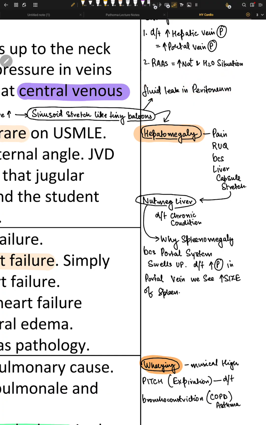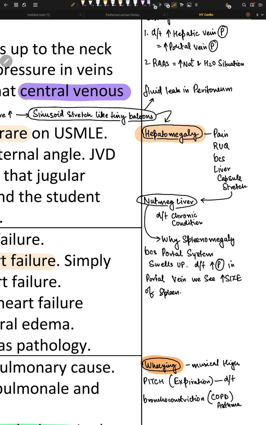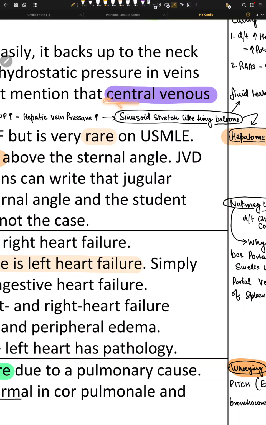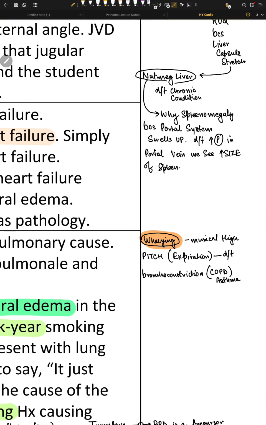The other thing is we can go for hepatomegaly. It's going to lead us to increased size of the liver, because we have a problem in the central vein. And this will present as pain in the right upper quadrant of our stomach, because the liver capsule stretches. And then it can show as nutmeg liver due to chronic conditions, chronic increased central venous pressure.